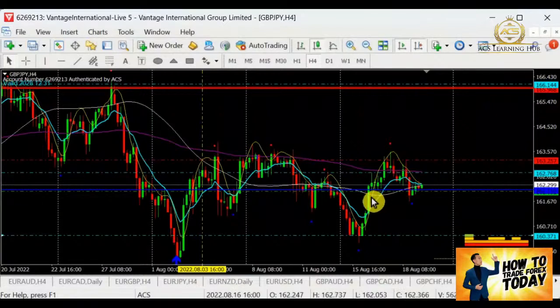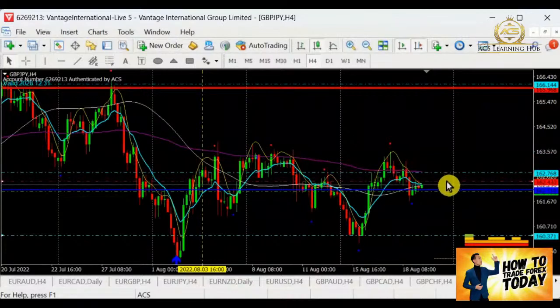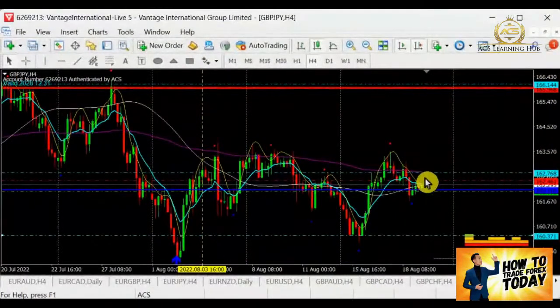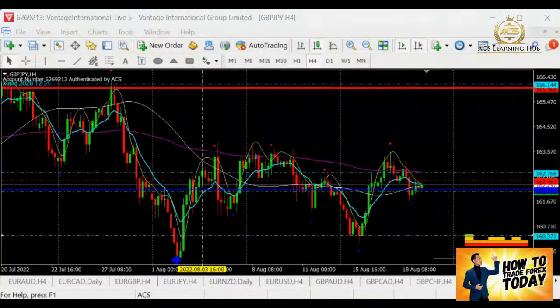Over here there's the support and the resistance. The resistance is coming very near soon. Let's wait for pound yen to reach the resistance before we actually start selling. Pound yen is still pretty good, so let me take down this pound yen.